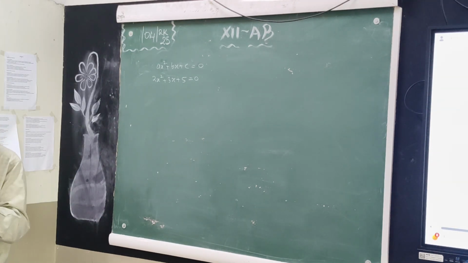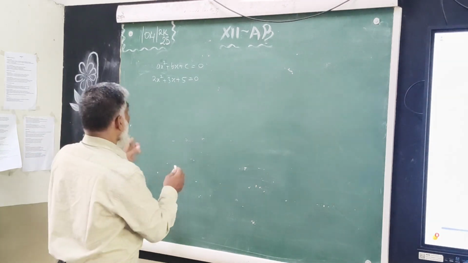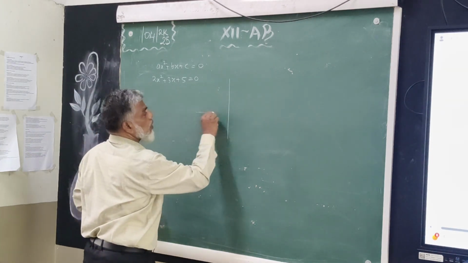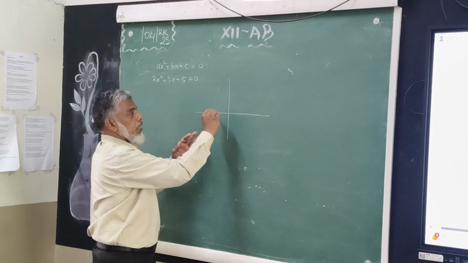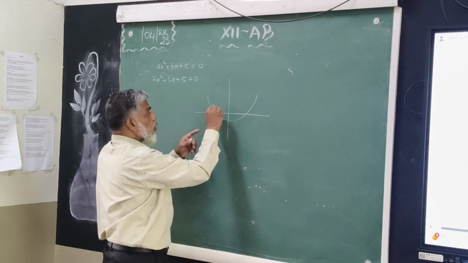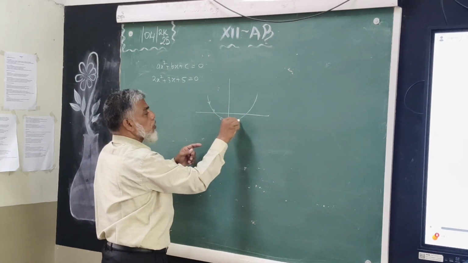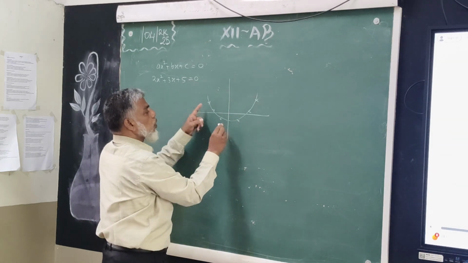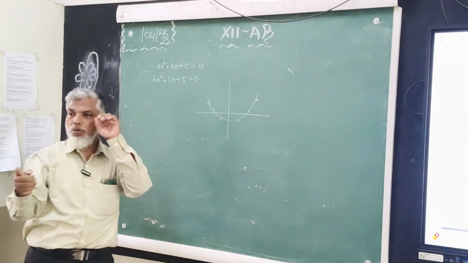Minimum 4 or 5 points we require, because the first point is this one. See here. Suppose any parabola, I am drawing any parabola, likewise. So we need this point, this point, this point, this point, this point, and this point. So at least we require 6 or 7 points.